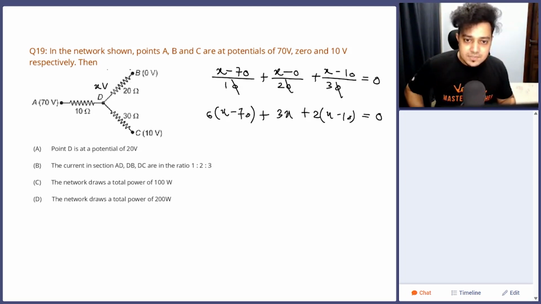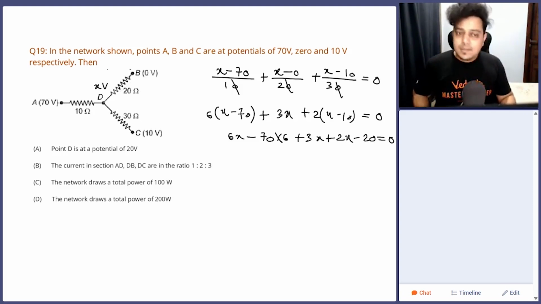Common denominator will be 6, which is shifted to the other side. Gone. So 6x minus 70 into 6 plus 3x plus 2x minus 20 equal to 0. Okay, so just open the bracket, simplify now. This is basic calculation now.